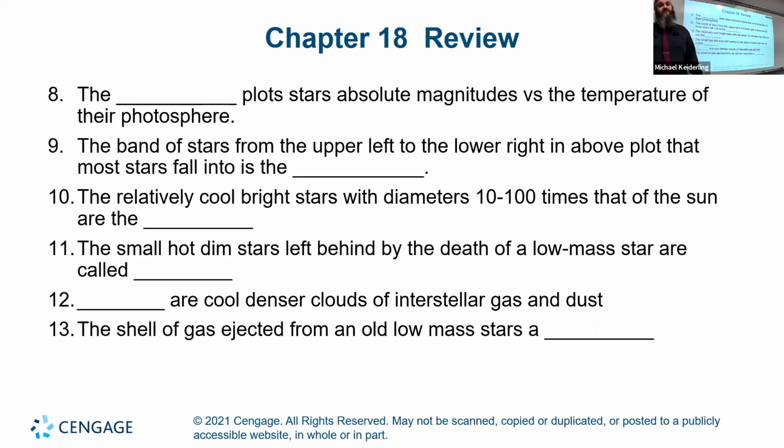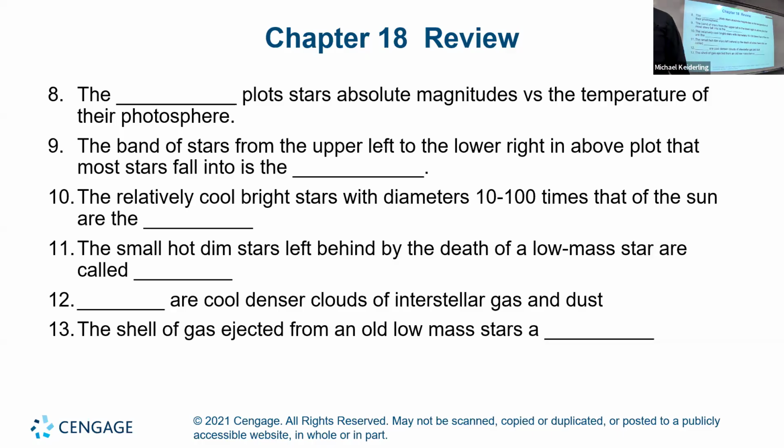The Hertzsprung-Russell plot plots stars' absolute magnitudes versus the temperature of their photosphere. And the band of stars from the upper left to the lower right in the above plot, which most stars fall into, is called the main sequence, which is where stars end up when they're in the main part of their lives, turning hydrogen into helium.